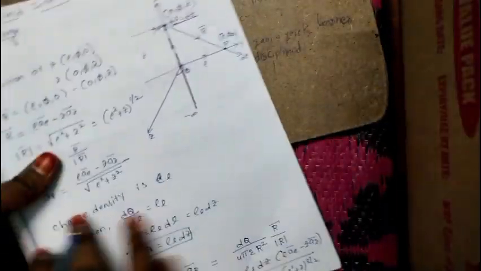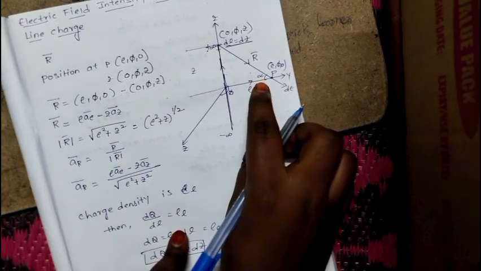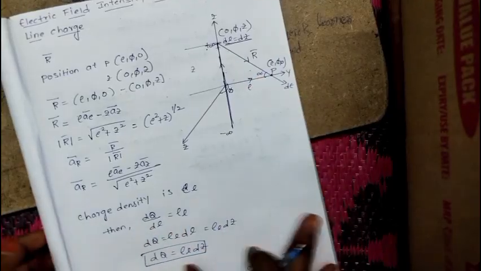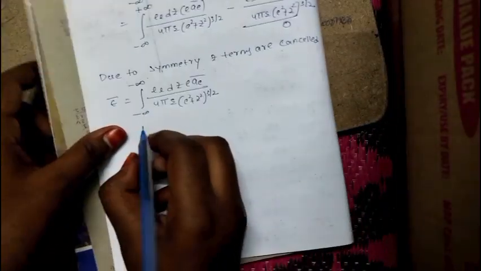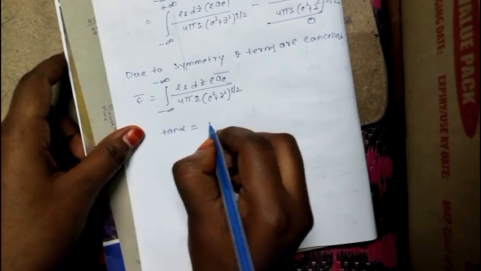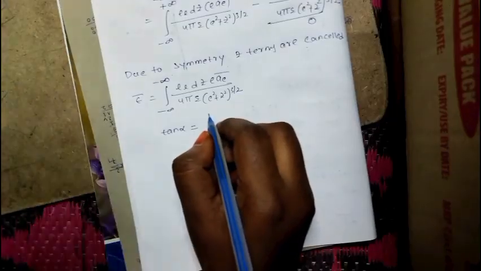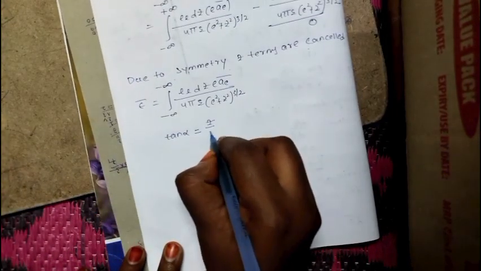Next, see this diagram. This alpha is there because of this. Next, tan alpha is equal to z by rho.